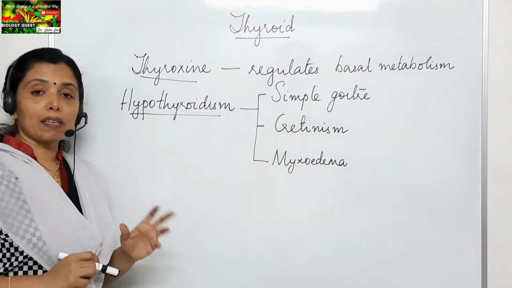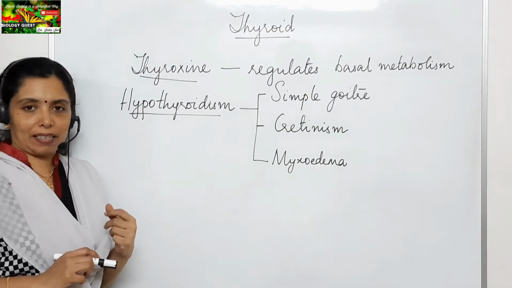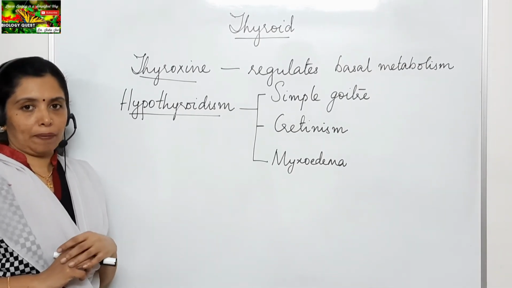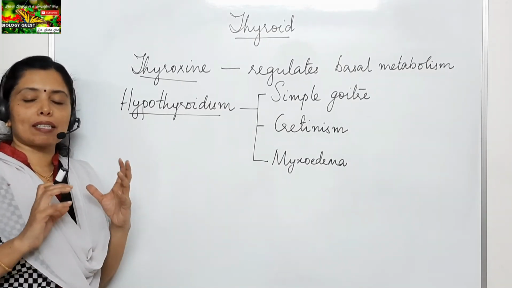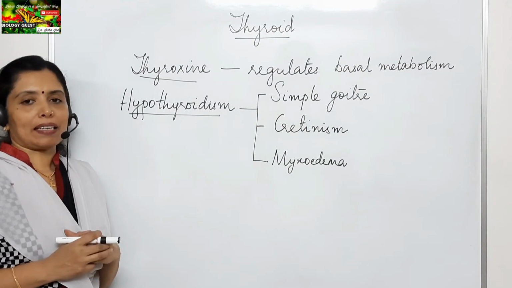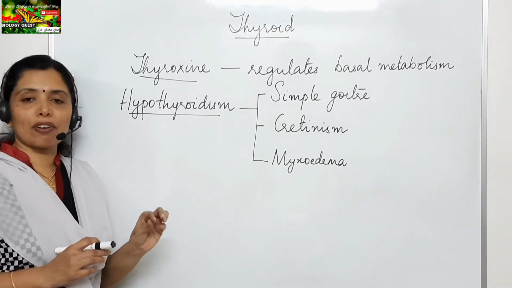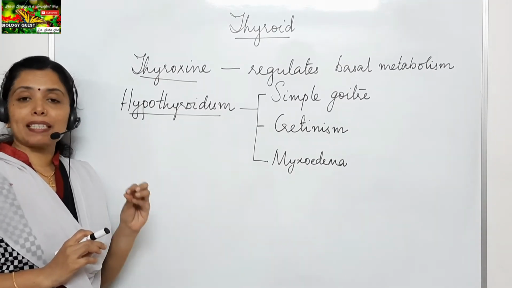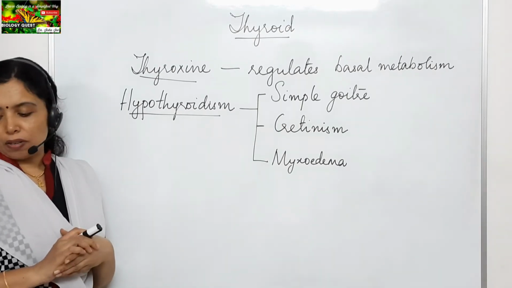Now what is simple goiter? Simple goiter is the enlargement of the thyroid gland, and this is seen as a swelling in the neck region. The thyroid gland enlarges and it appears as a swelling in the neck region. And the cause of simple goiter is the deficiency of iodine in food, because iodine is an important ingredient for the production of thyroxine.